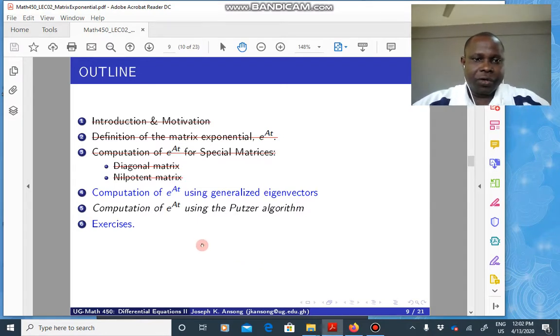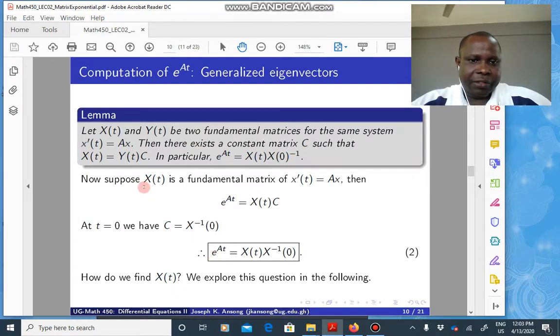So here is a continuation of what we did in the previous lecture on matrix exponentials. Here we are going to see how you actually compute generalized eigenvectors, okay? And then from the generalized eigenvectors you can get the matrix exponential, okay? So let's start with the lemma.